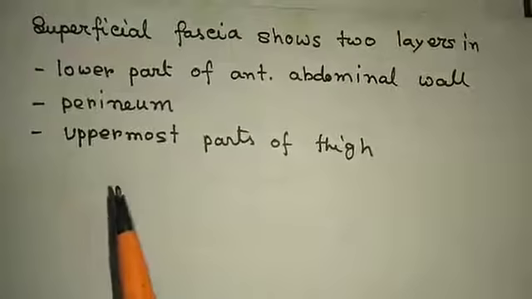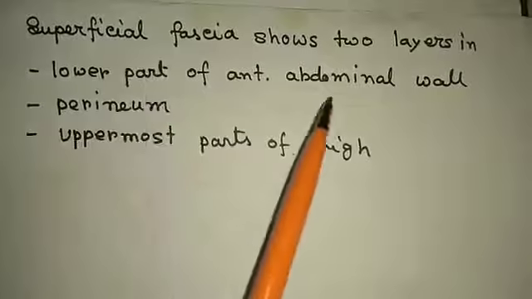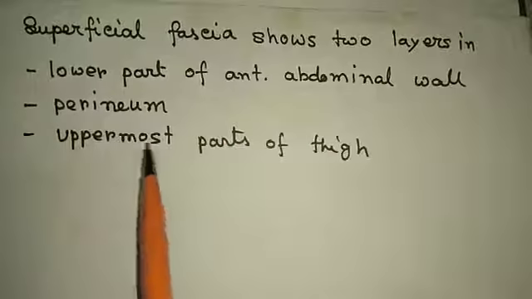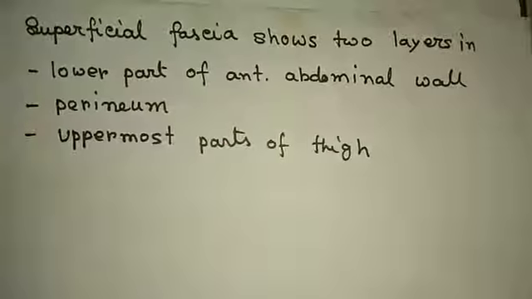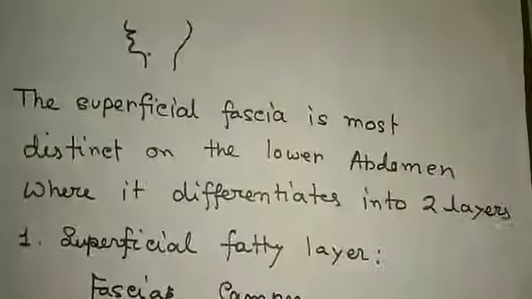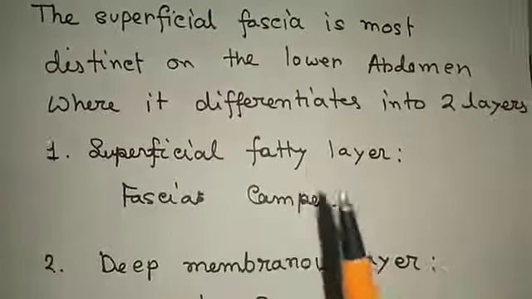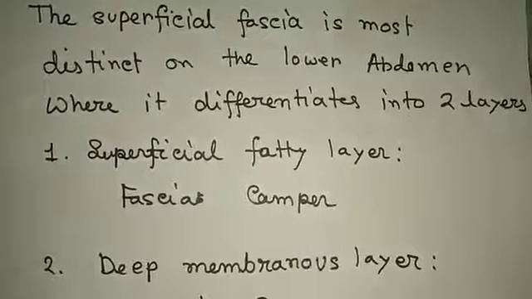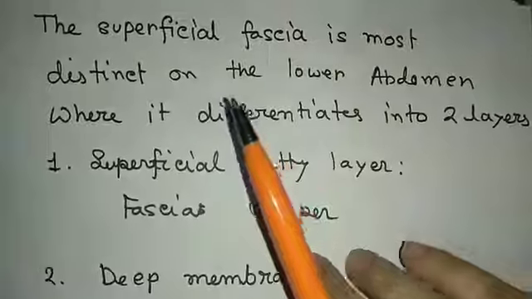Now, special arrangement of the superficial fascia. In the lower part of the abdominal wall below the umbilicus, the perineum and the uppermost part of the thigh, it is converted into two layers: the superficial fatty layer known as the fascia of Camper, and the deep membranous layer known as the fascia of Scarpa.